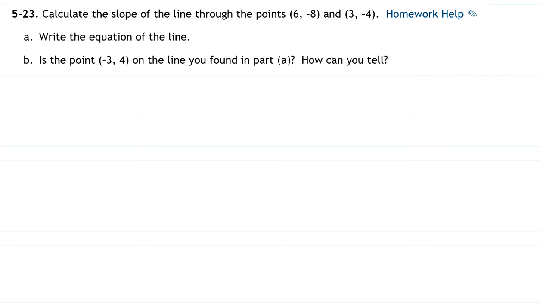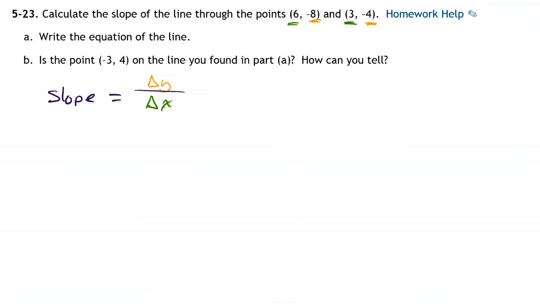Calculate the slope of a line that passes through the points (6, -8) and (3, -4). Each of these points has a y value, which I'll underline in orange, and each point also has an x value, which I'll underline in green. We know that the slope of any line is always equal to the change in the y values divided by the change in the x values.